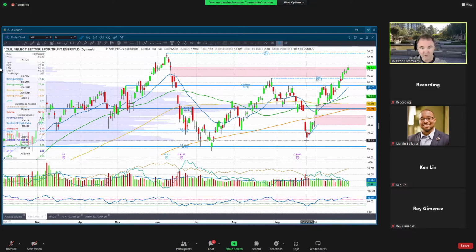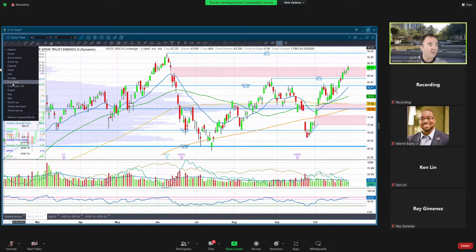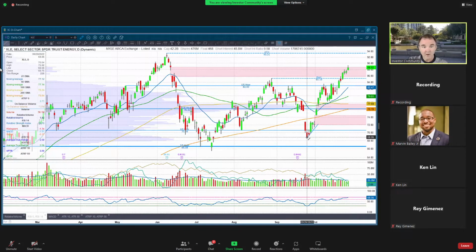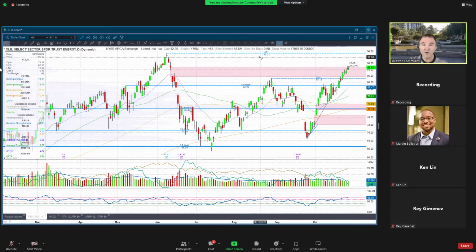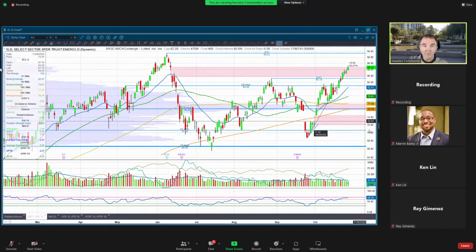just because of the move this has had. Where was our low here? September 26th, exactly a month ago. And how much are we up in the last month? 30%, 29%, from the close a month ago. That's huge for an ETF, for any ETF, let alone energy, which is more volatile. But still, 30% is an awfully big move.